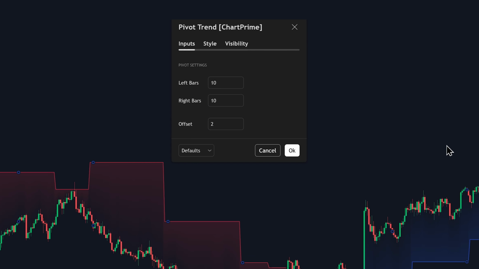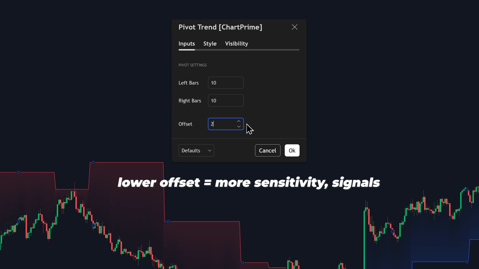The third input is offset. This is basically your sensitivity filter. If you're trading something volatile or you're on a lower time frame, pivots can trigger too often. Offset helps filter that out by demanding a more meaningful swing before a pivot is accepted. Higher offset means stricter pivots and fewer signals. Lower offset means more sensitivity and more signals.